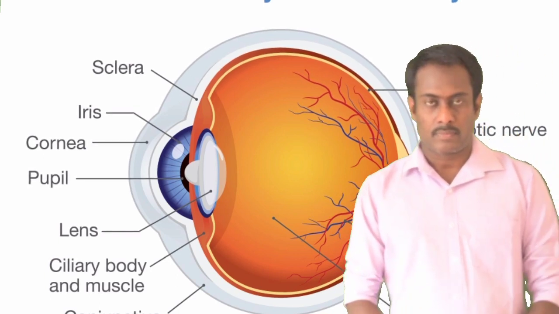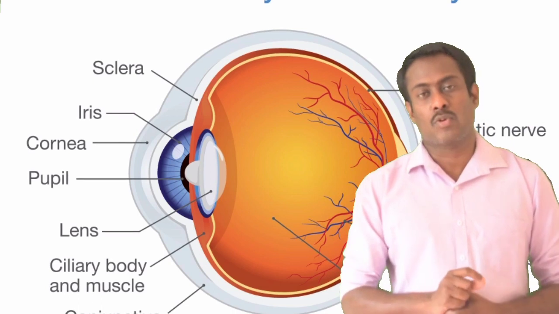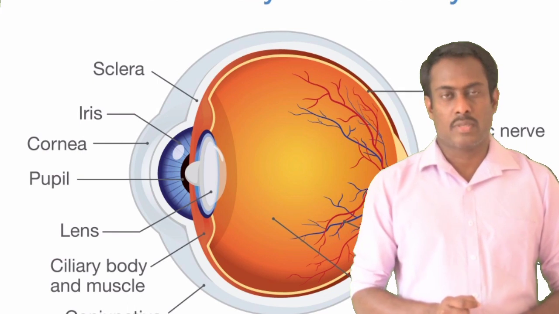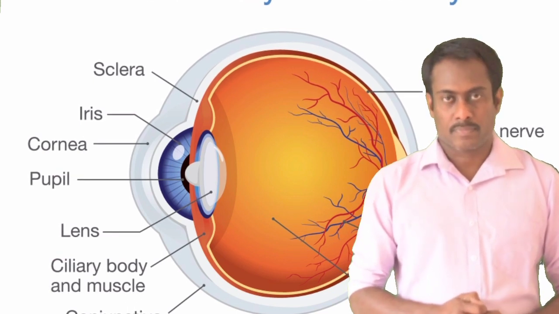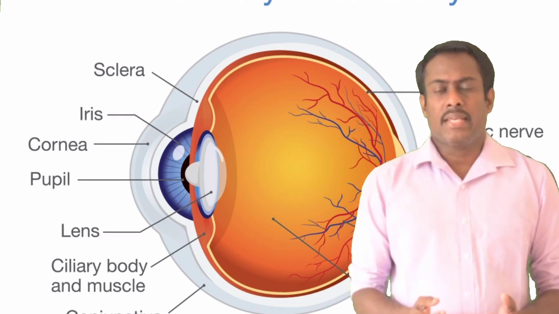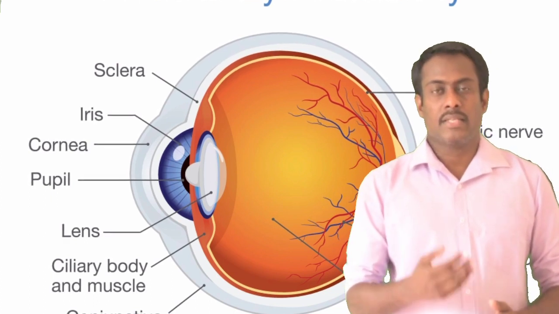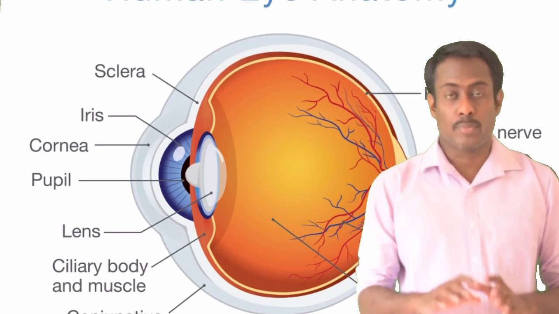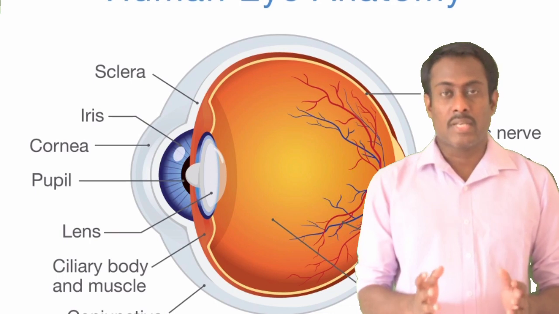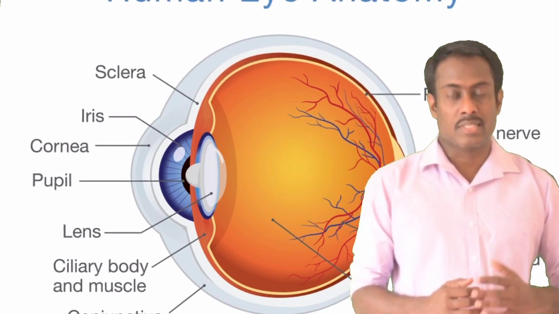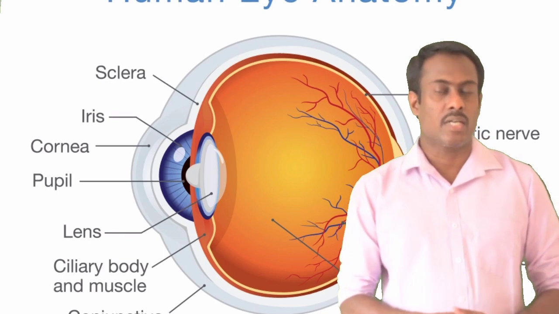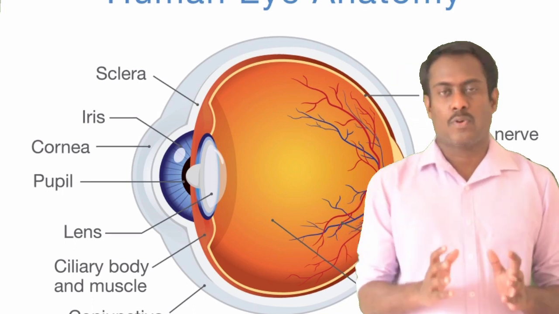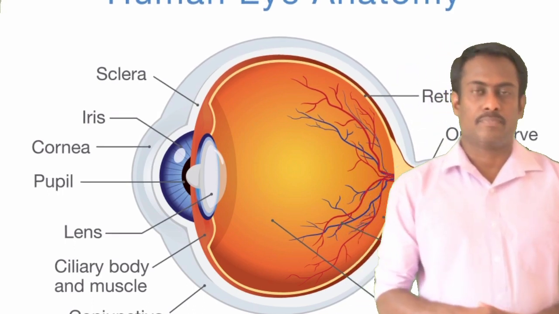What do we mean by the power of accommodation? The ability of an eye to adjust its focal length is called the power of accommodation. A human eye adjusts the amount of light entering the eye by adjusting the size of the pupil. So the pupil acts as a regulator of the amount of light entering the eye, so that our eye is able to form a clear image of the object.